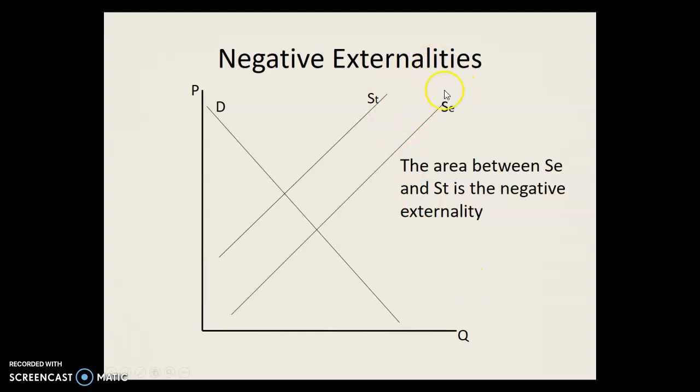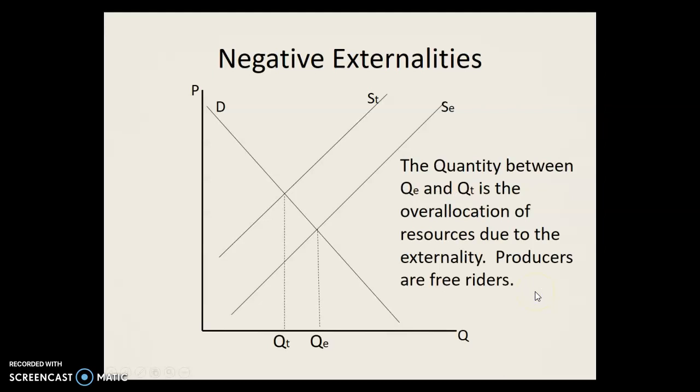And now the area between SE, supply with the externality, and ST, the total supply without the externality, that then represents that space, the negative externality, all of that space between the two supply lines. And then if we bring down quantity from the two equilibriums, the area between QE and QT represents the over-allocation of resources that result from the negative externality.